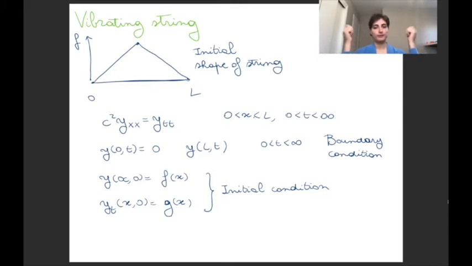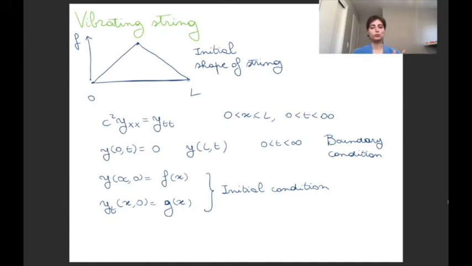We are fixing the boundary conditions. We want y at 0 for any time to be equal to 0, and y at capital L for any time to be equal to 0. And we're going to give you initial conditions. I'm going to say that y at time 0 is equal to f of x. And I'm going to give a second initial condition. The derivative with respect to time of y at x at time 0 is equal to g of x.